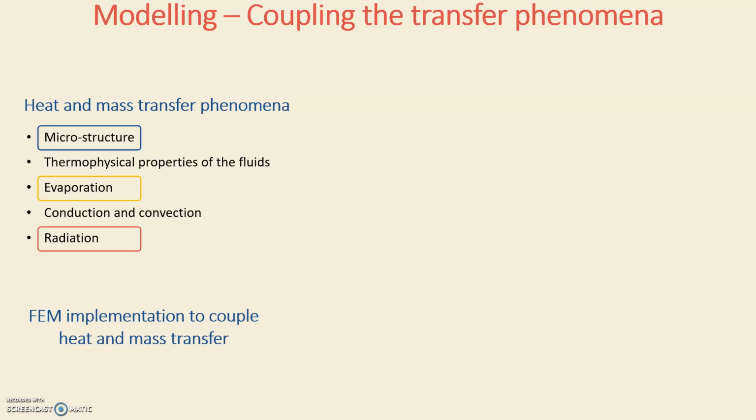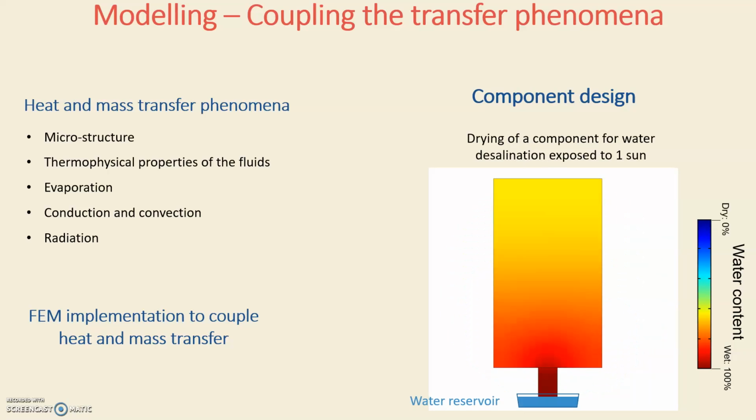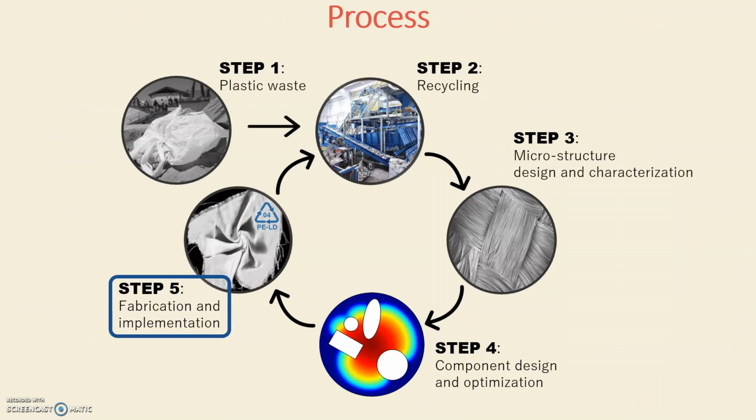For this reason, we have implemented a finite element model to couple the heat and mass transfer, and the model was used to assess the wicking of complex 2-dimensional and 3-dimensional geometries, but also complex transients, for example the drying of a textile when exposed to the sun. In my research activity, I have focused on 2 different applications.